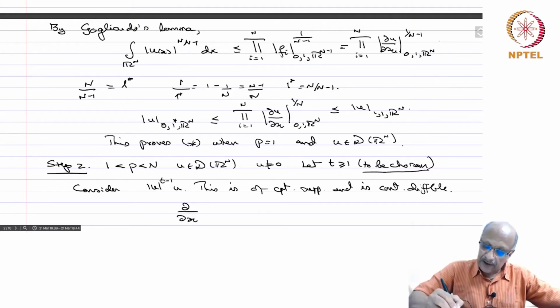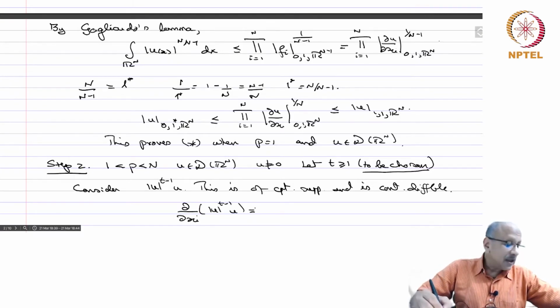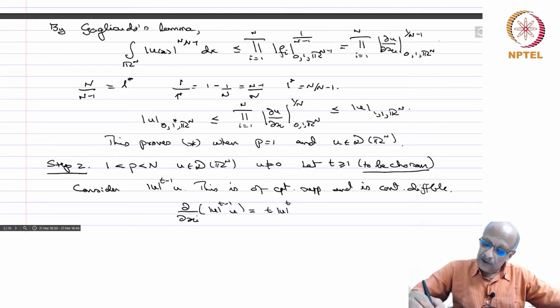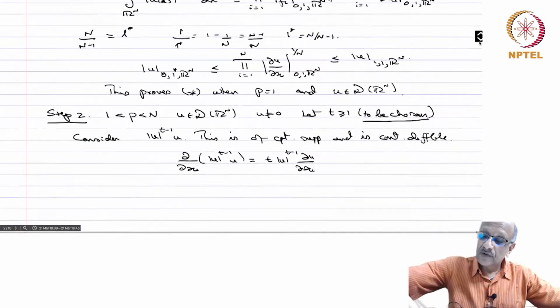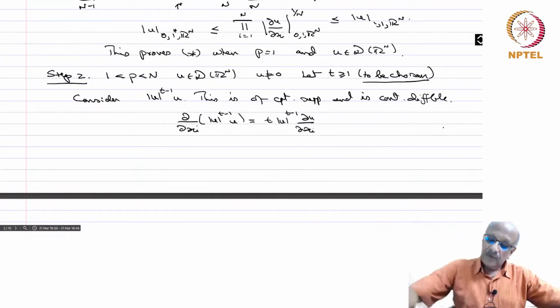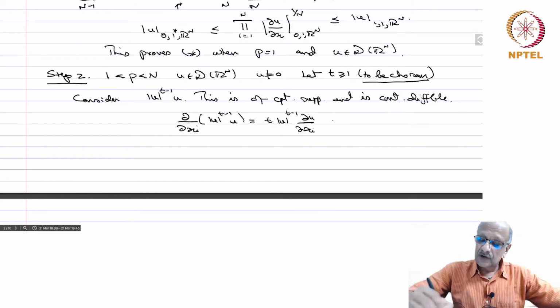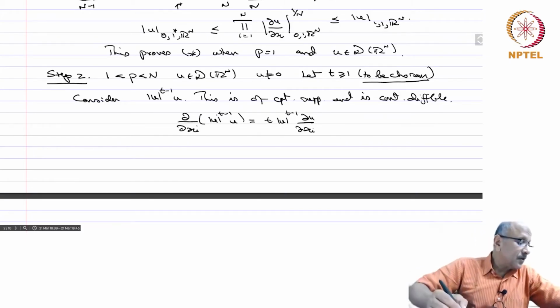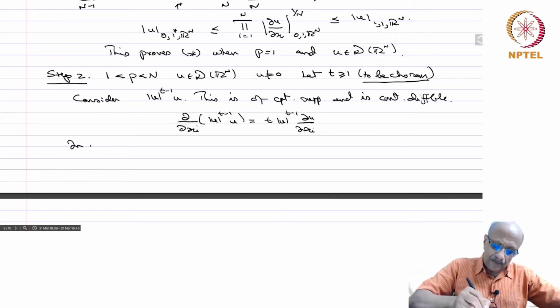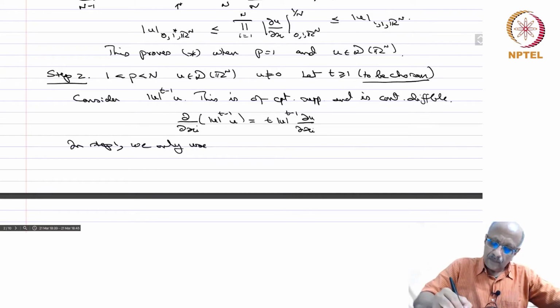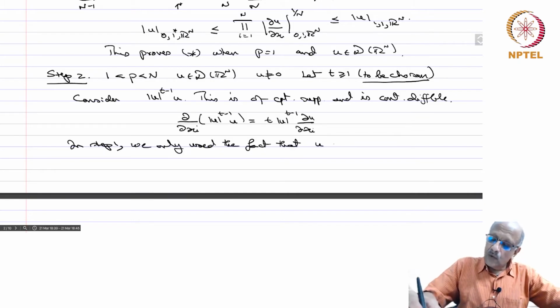And in fact you can write du by dxi of mod u to the t minus 1 u is nothing but t times mod u to the t minus 1 du by dxi. So this is simple elementary calculus which you can check for yourself. If you take f of x going to mod x power t minus 1 times x, that is a continuously differentiable function, and this will give you the derivative. Okay. So in step 1 we only used the fact that u was continuously differentiable.